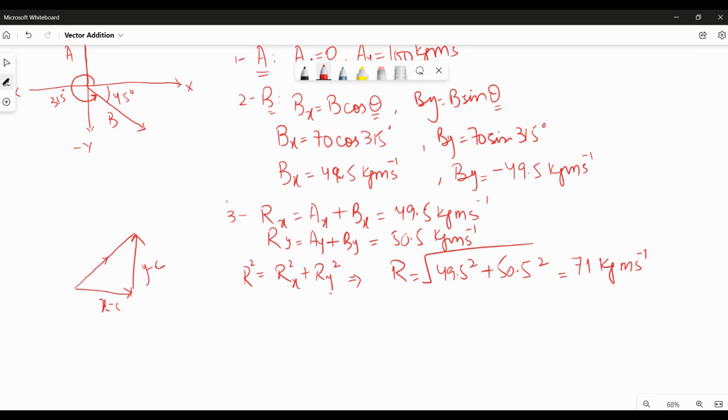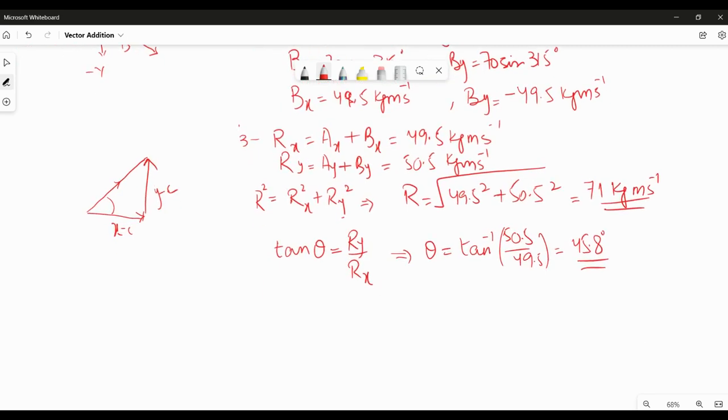Now, for the direction, we know direction of a vector is given always in terms of its angle. Since this is a right angle triangle, I will be using trigonometric ratio. I can use any of the three trigonometric ratios, sin, cos, or tan. I can just use for now the tan theta ratio, and I will be getting theta is tan inverse of Ry over Rx. Ry has been found to be 50.5 and Rx 49.5. And if I do the math here, I end up getting an angle of 45.8 degrees. So this is the direction of my resultant vector.